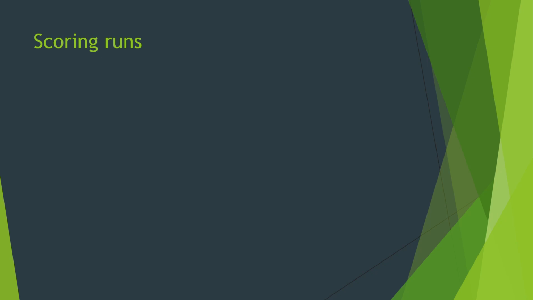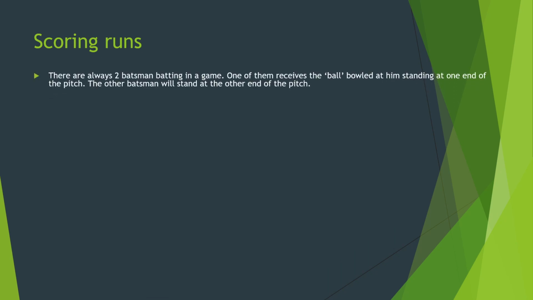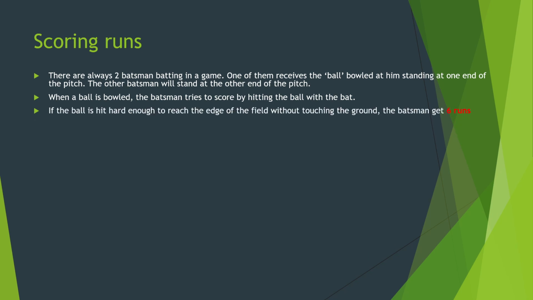Now, the most interesting and critical part of the game is scoring runs. So there are always 2 batsmen in the game. We saw in one of the slides, one of them is at the striker's end and the other one is at the non-striker's end. So the bowler bowls to the batsman at the striker's end.